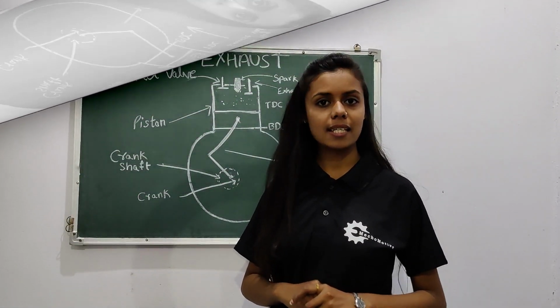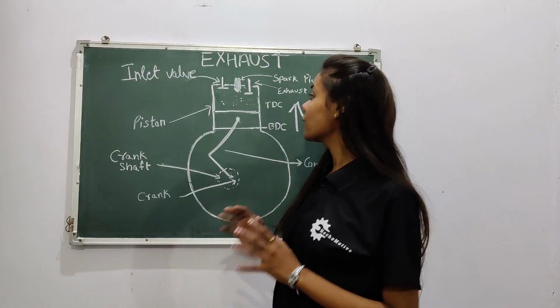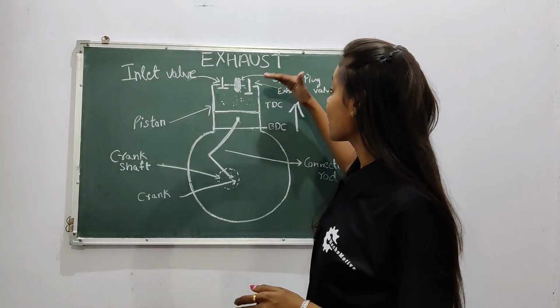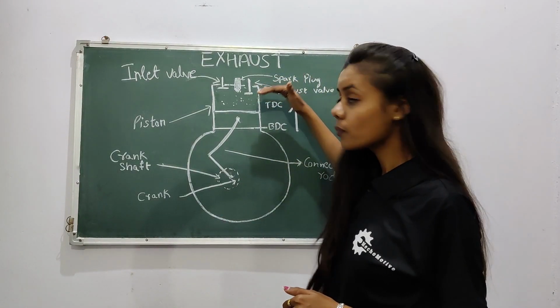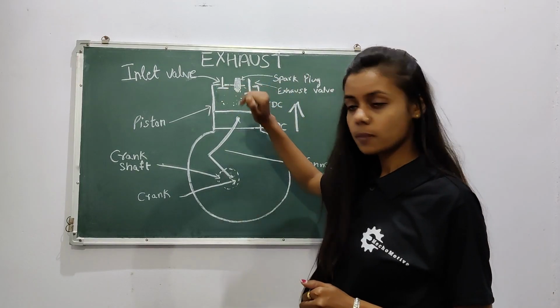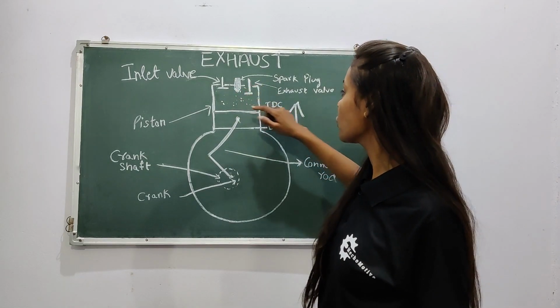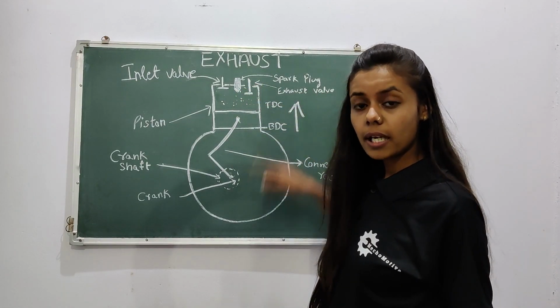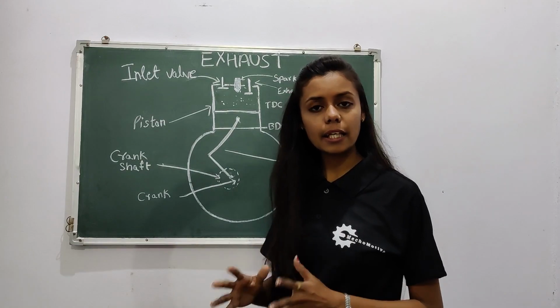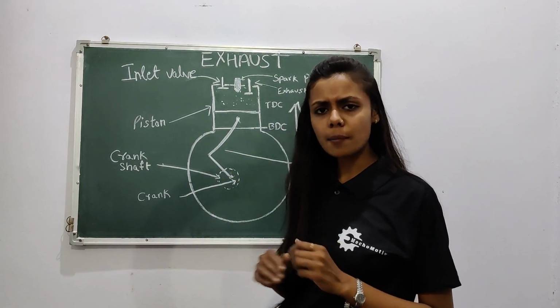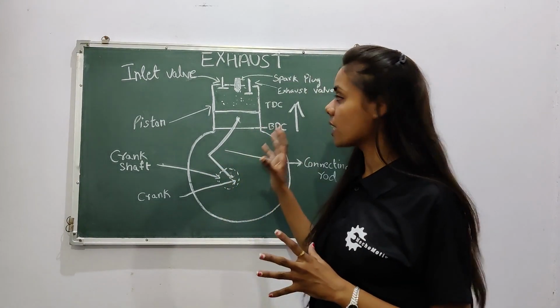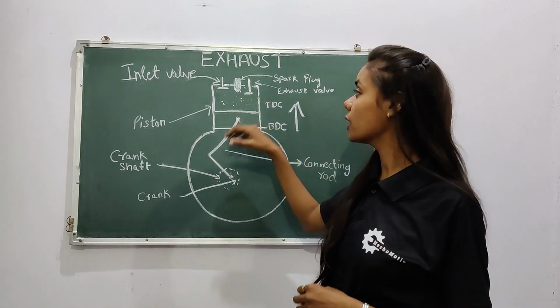So the last stroke is the exhaust stroke. In this stroke, the exhaust valve remains open and the inlet valve remains closed. All the exhaust gases present over here are expelled out through the exhaust valve. The exhaust valve closes at the end of the exhaust stroke, but some of the exhaust gases remain present in the cylinder after the process.